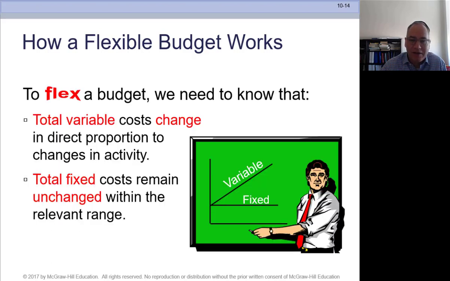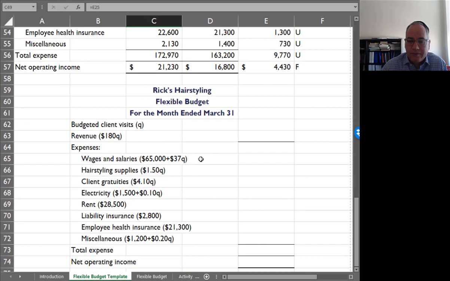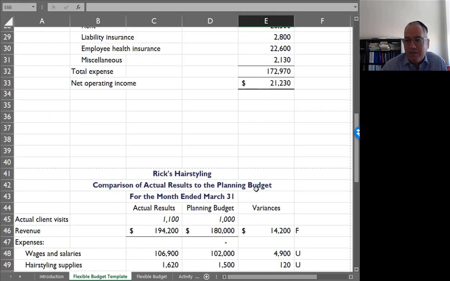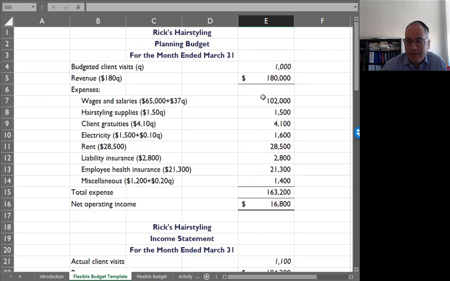Anyway, we're not going to prepare Larry, but let's prepare a flexible budget right now. So I go right here, and my budgeted client visits are 1,100. And revenue, I know to be 1,100 times 180. And I know wages and salaries, 65,000 plus 37 times 1,100. And I could go all the way down through this, but I like to be efficient.